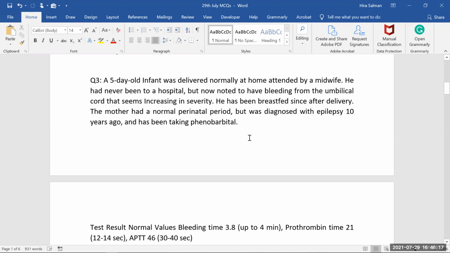The mother had a normal perinatal period but was diagnosed with epilepsy 10 years ago. This is just there to misguide you, but it has nothing to do with the question. Even if the patient is epileptic and on an anti-epileptic drug, that is not going to cause a problem in the baby. That's why we continue the anti-epileptic drug in pregnancy as well. She has been taking phenobarbital, so we will not think about this one. If the patient is taking phenobarbital, you will just guide her about breastfeeding: she can breastfeed the baby 2 hours after taking the phenobarbital. That's the only thing we can guide as far as phenobarbital is concerned.